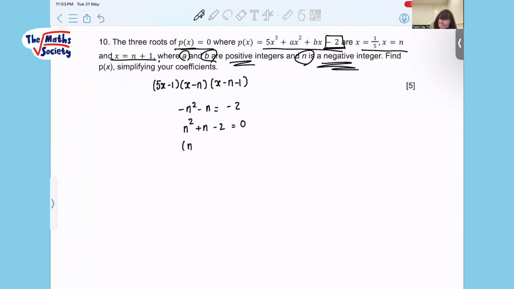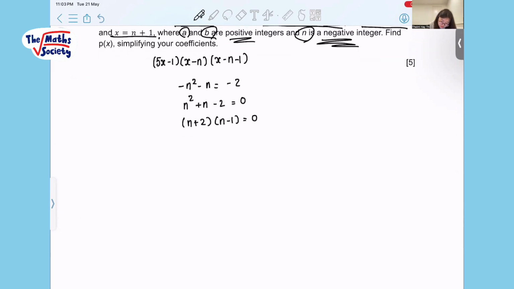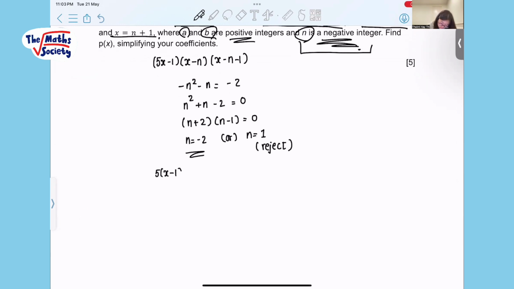So you're going to have n plus 2 and then n minus 1. So that's going to be like 0 because we're using the cross method, yeah? So then you'll have n is equal to minus 2 or n is equal to 1. And because we know that n has to be a negative integer, we're going to take the minus 2 and we're going to reject the positive 1. Yep, and then we already know the value of n, we can substitute it. So it's going to be 5x minus 1, x minus n, so it's going to be like x plus 2, yeah, because it's minus 2. And then we have it as well, x plus 2, and then that's minus 1.